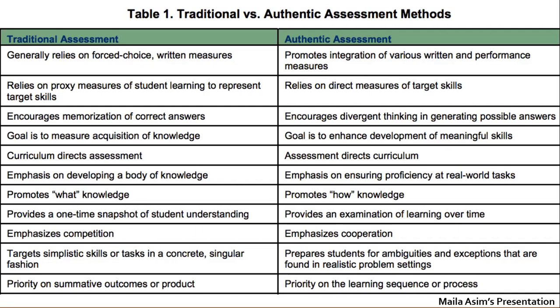Next is emphasis on developing a body of knowledge, whereas in authentic, emphasis on ensuring proficiency at real-world tasks. Traditional promotes what knowledge, but in authentic, how? You would be asked how this happened, how we are going to do this and that. So your skills must be activated, and you are encouraged to do something. You're encouraged to be more realistic or to be more productive and skilled.